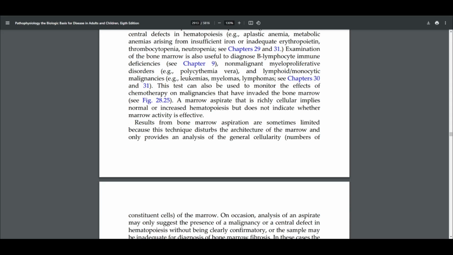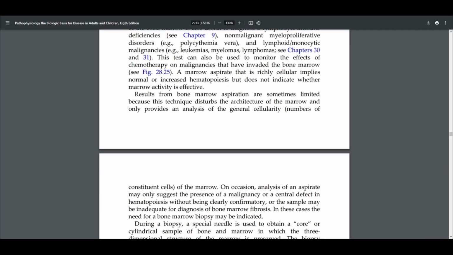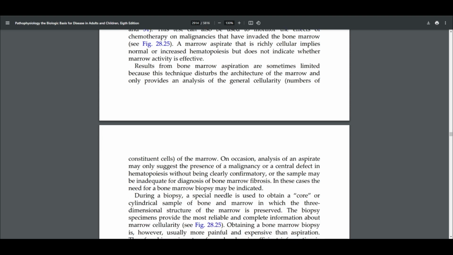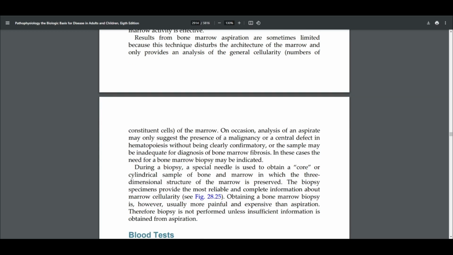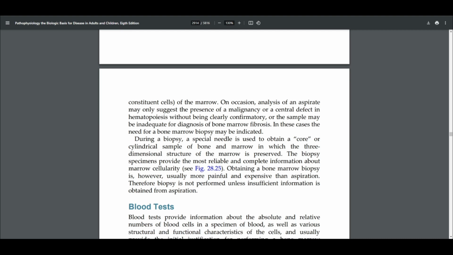A marrow aspirate that is richly cellular implies normal or increased hematopoiesis, but does not indicate whether marrow activity is effective. Results from bone marrow aspiration are sometimes limited because this technique disturbs the architecture of the marrow and only provides an analysis of the general cellularity of the marrow. On occasion, analysis of an aspirate may only suggest the presence of malignancy or a central defect in hematopoiesis, without being clearly confirmatory, or the sample may be inadequate for diagnosis of bone disorders or fibrosis. In these cases, the need for a bone marrow biopsy may be indicated.